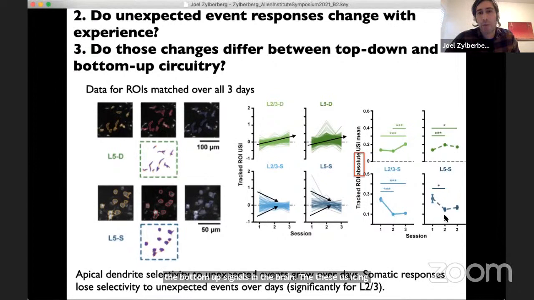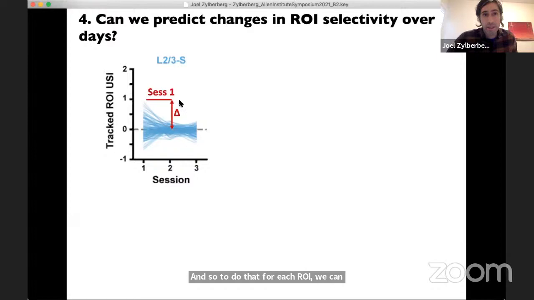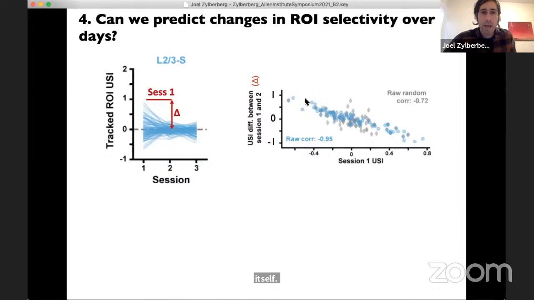Then the final thing to ask is whether we can actually predict on a neuron-by-neuron basis what that change is going to be based on the unexpected event signal on day one. To do that, for each ROI, we compare the change, the difference between day two and day one in the USI, to the USI value on day one itself. That's what's shown in this scatter plot. And you can see that the real data, in blue, is strongly negatively correlated.